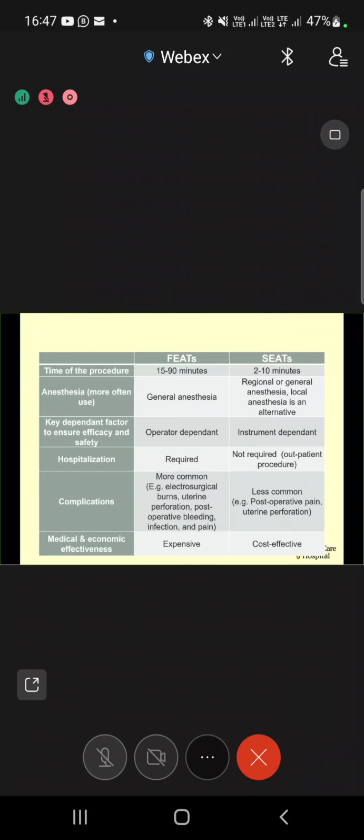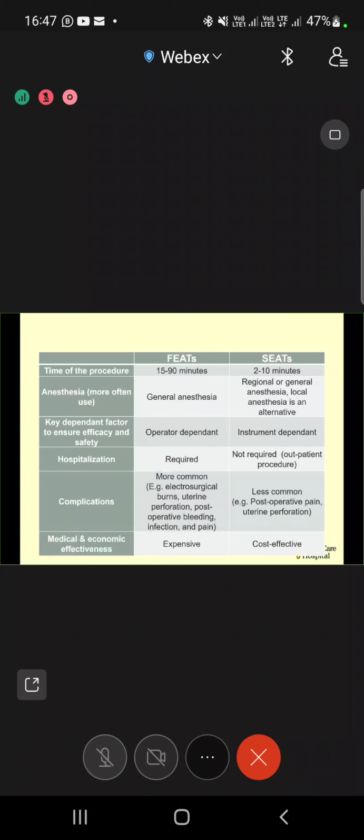In first generation endometrial techniques, hospitalization is required, whereas second generation techniques are outpatient procedures. The complications are more common in the first generation, like electrosurgical burns, uterine perforation, post-operative bleeding, possibility of infection, and pain. Whereas in the second generation, the complications are relatively much less. The main complication is post-operative pain or, rarely, perforation.